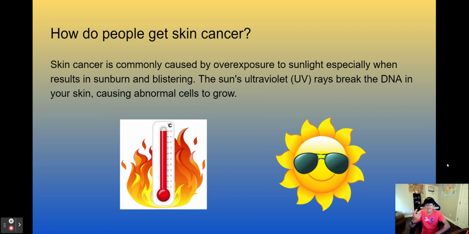So first off, how do people get skin cancer? Skin cancer is commonly caused by overexposure to sunlight, especially when it results in sunburn and blistering. The sun's ultraviolet UV rays break the DNA in your skin, causing abnormal cells to grow. These abnormal cells are going to grow, divide, and expand really quickly in a very disorganized manner, and it's going to generate a mass amount of cancer cells.